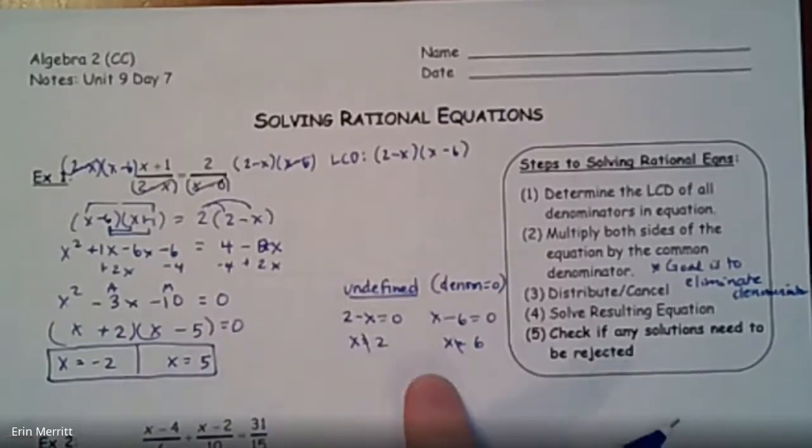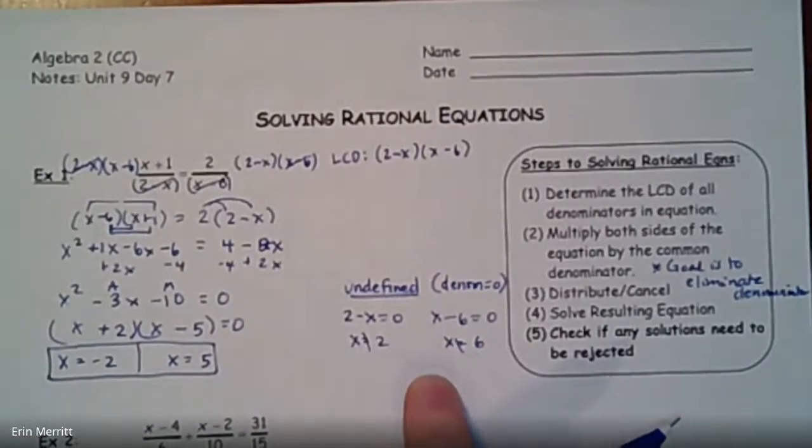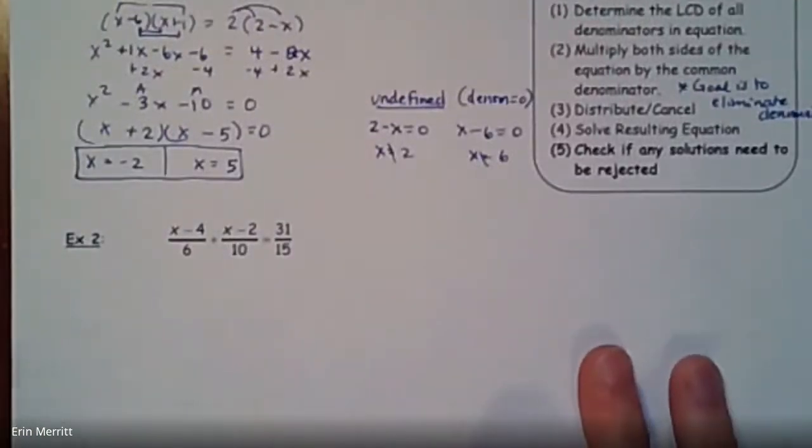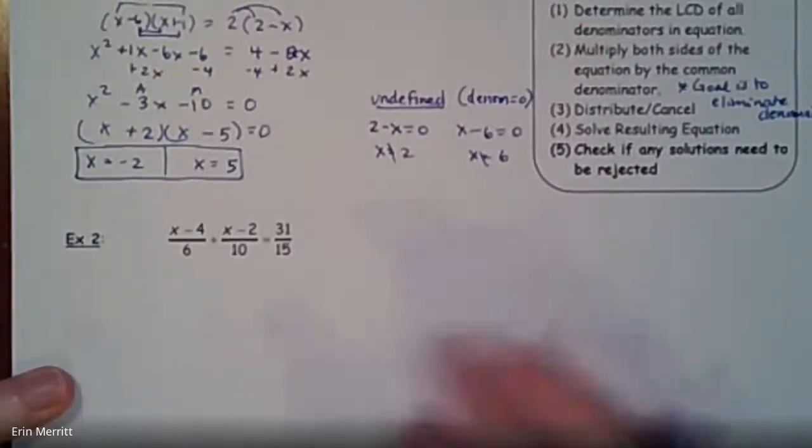So that extra little step is really important because you may have to reject an answer. All right, let's try it again. So this next one, it's not a proportion. So cross multiplying is not an option.